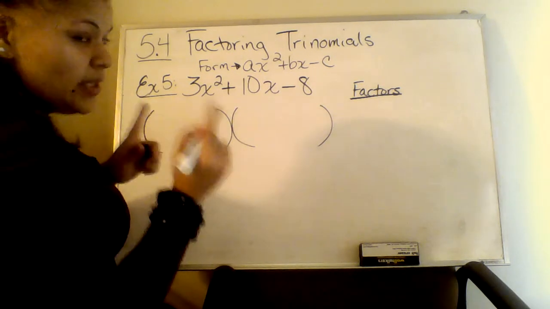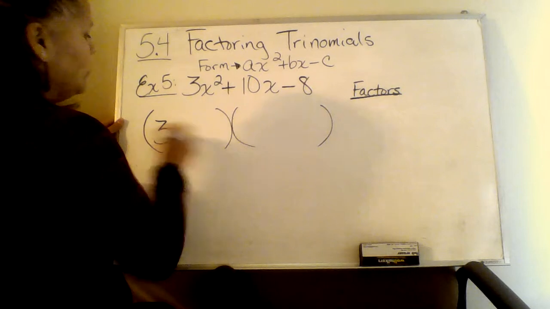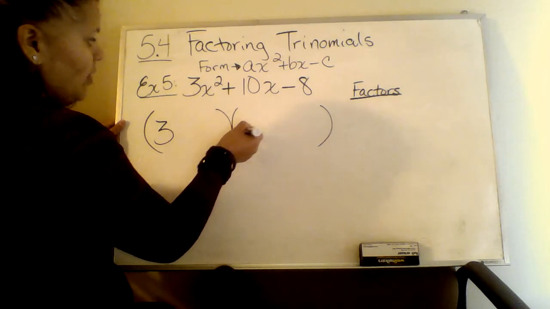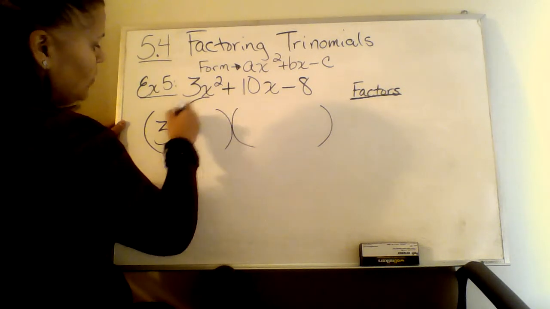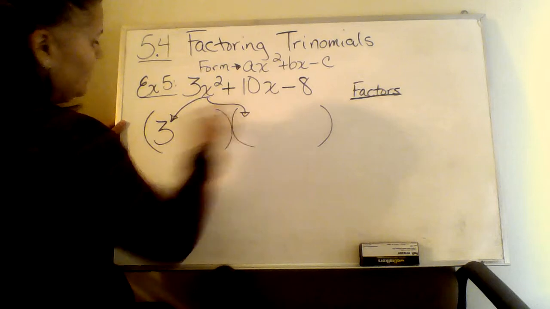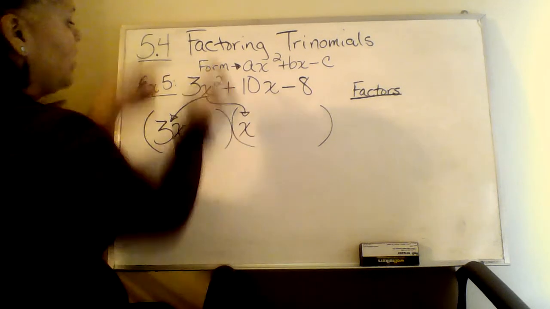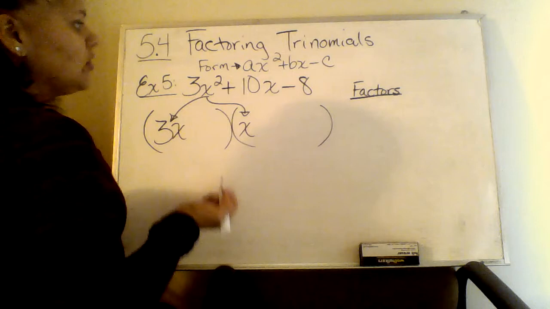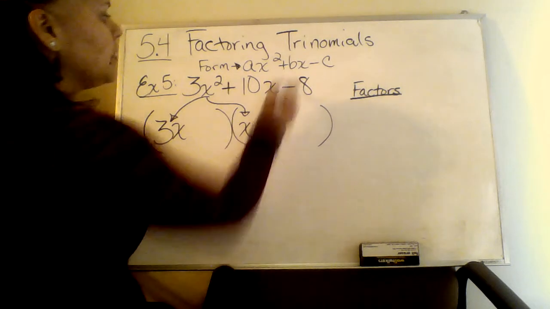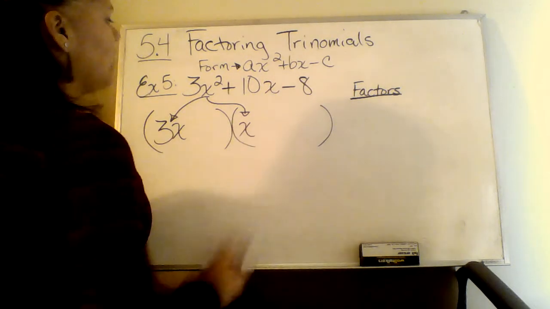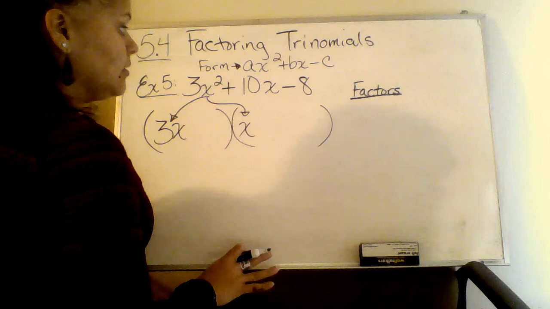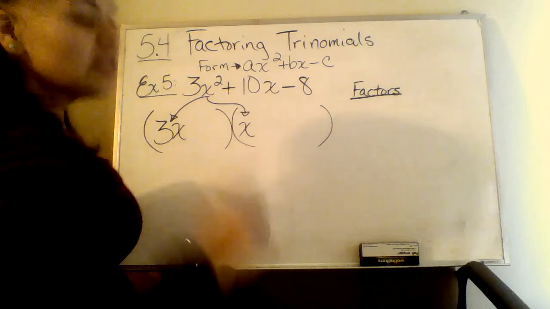There's only one way to split up 3. It'll be 3 times 1. But we also know we have to split up the x as well. So that would be x, 3x, and x. That will give us 3x squared. So now our job is to split up this 8 in a way that at the end you will get a 10. But there's something a little different.